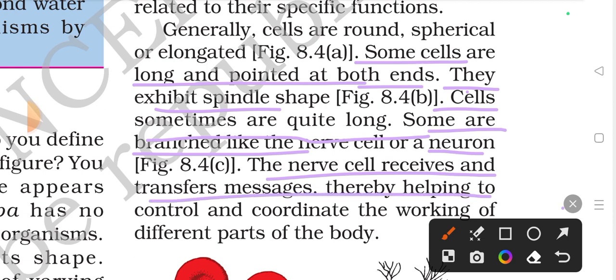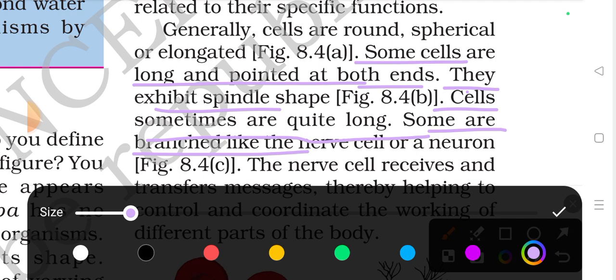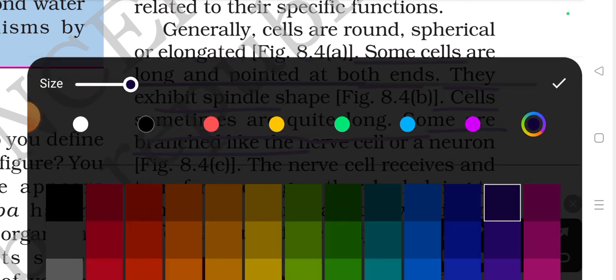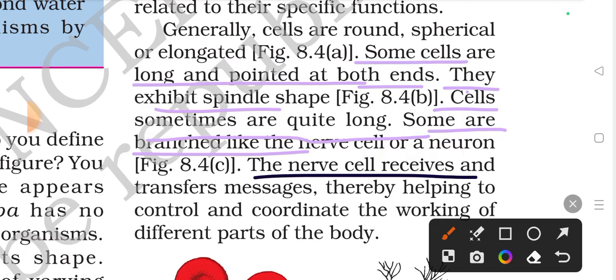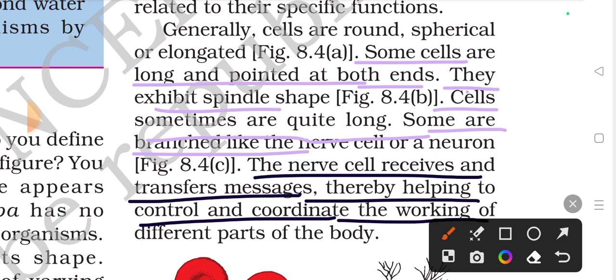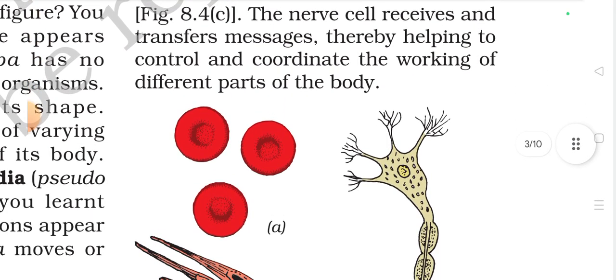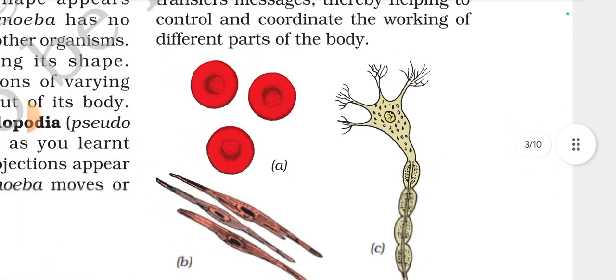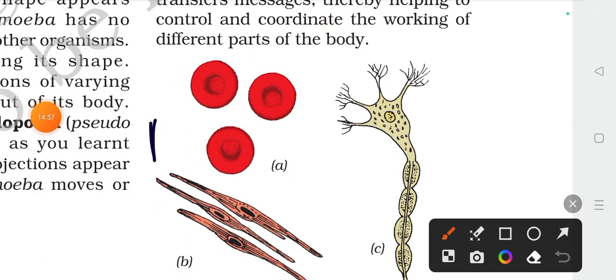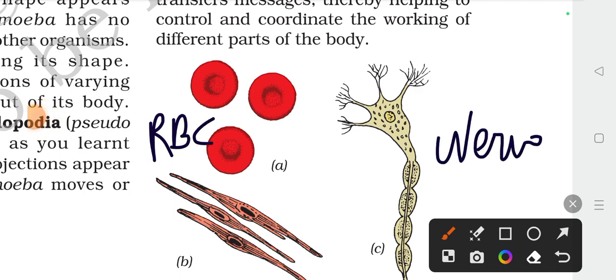Okay. So the important thing, mark it: the nerve cell receives and transfers messages, thereby helping to coordinate the working of different parts of the body. So this is the nerve cell. This is RBC. This is nerve cell, and this is spindle-like muscle cells, maybe muscle.